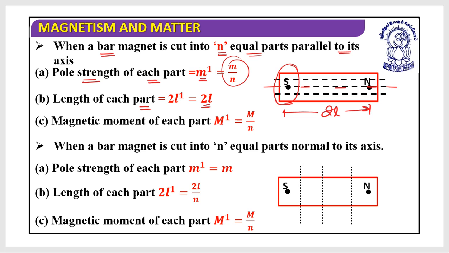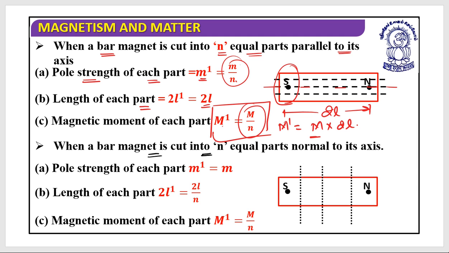So when I calculate the magnetic moment, my initial magnetic moment was m into 2l. Now my m would be replaced by m by n, and 2l will remain the same. So the magnetic moment of each part can be represented as m divided by n. It is the magnetic moment of each part. I hope this is clear. Is it clear?